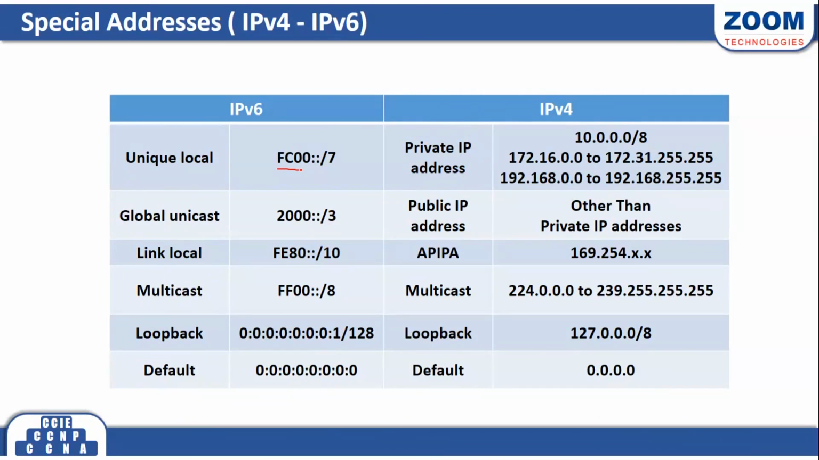Any IPv6 starting with 2 is a global unicast, meaning public IP, similar to a public IP. Any IPv6 address starting with FE is link local, APIPA. FF is multicast, all zeros is loopback, all zeros default. So these all are special addresses for IPv4 and IPv6.